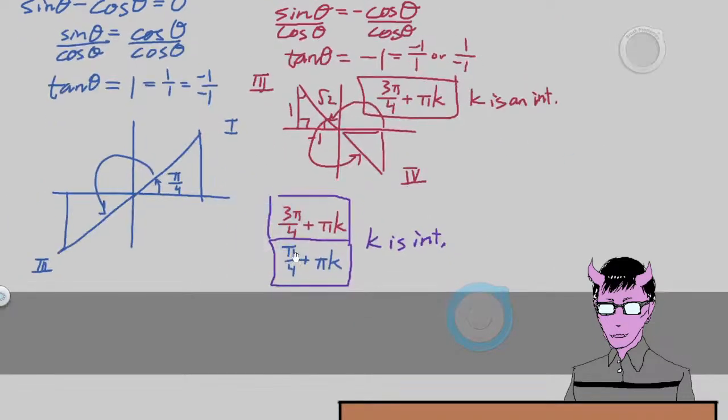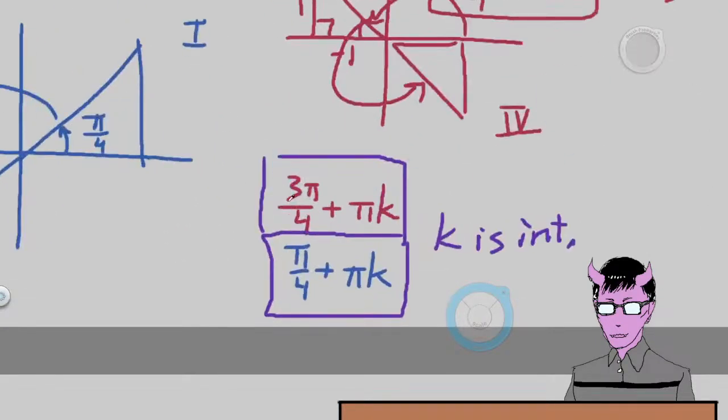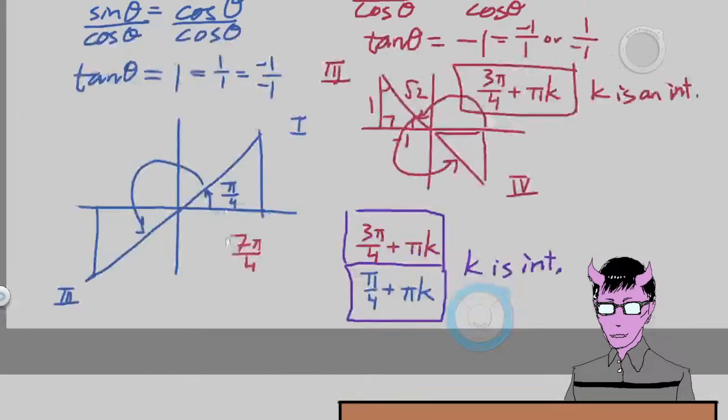And of course, doing a quick check, we're just going to add 1 pi to this one, so it's thus going to be, what is that? 7 pi over 4. So we're going to test this answer out real quick.